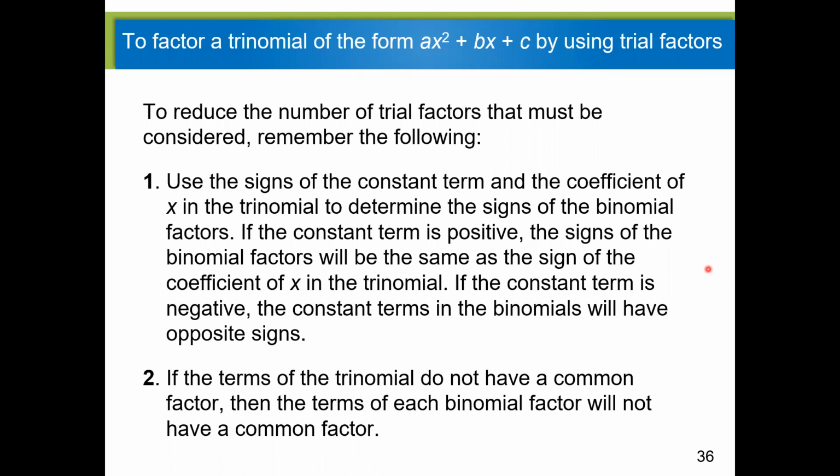So use signs of the constant term and the coefficient of x in the trinomial to determine the signs of the binomial factor. We talked about that before, right? If the constant term is positive, the signs of the binomial factor would be the same as the sign of the coefficient of x in the trinomial. If the constant term is negative, the constants will have opposite signs. Yes, we talked about that already.